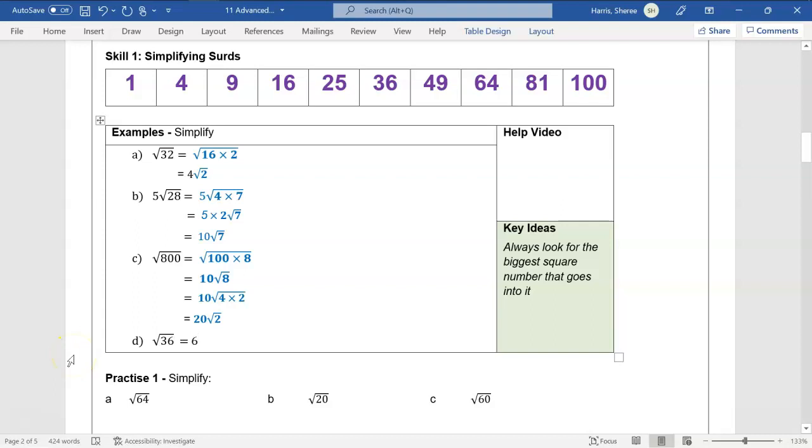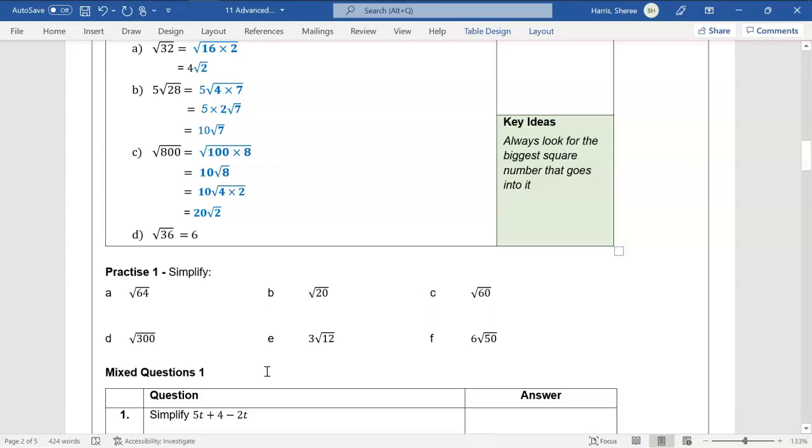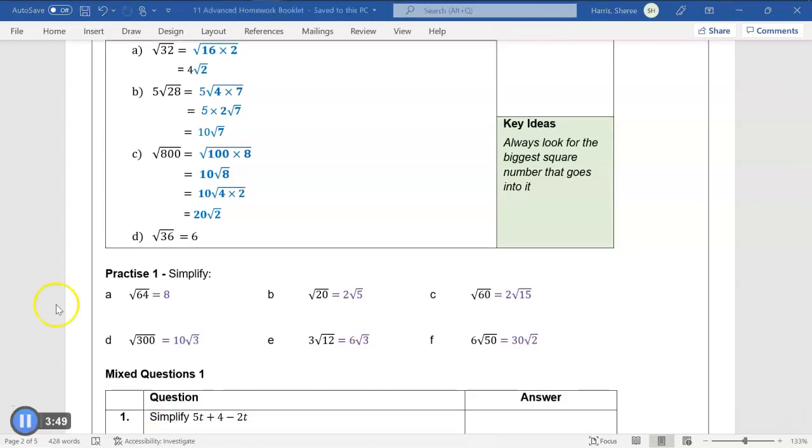Okay, what I'm going to get you to do now is to pause the video and have a go at the practice questions. Then I'm going to put the solutions up for you to check. So make sure you pause first and then unpause when you finish your questions. Okay, if you've got any of those wrong and you're not quite sure why, make sure you follow up in class next lesson. And now you may go on to your mixed questions.